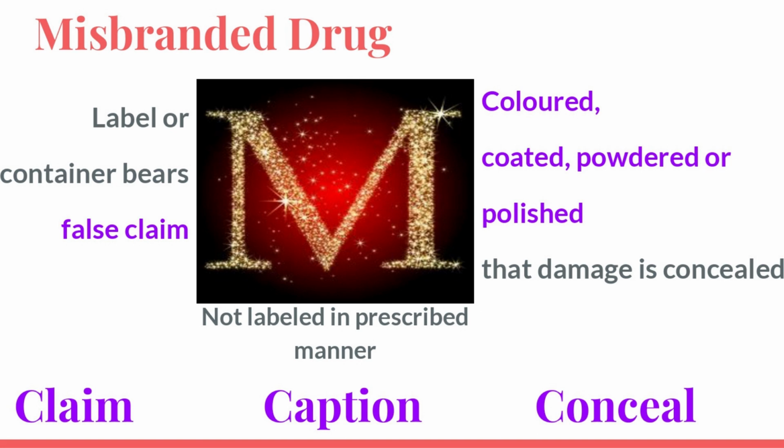So, you can remember misbranded drug by using the code MC cube. M for misbranded drug, C for claim, second C for caption, and the third C for conceal. In short, MC cube.